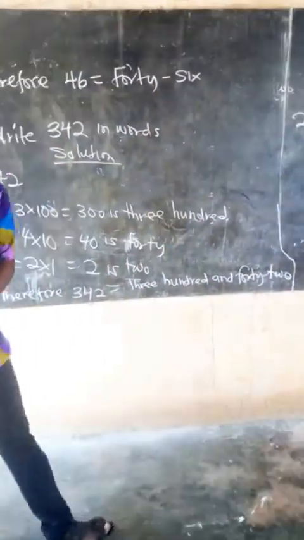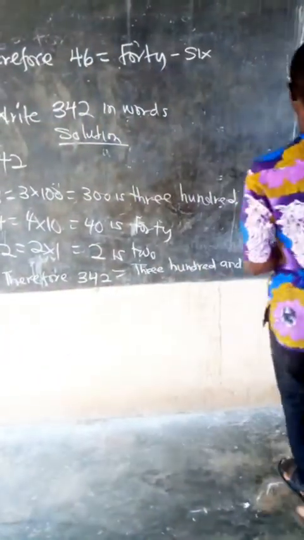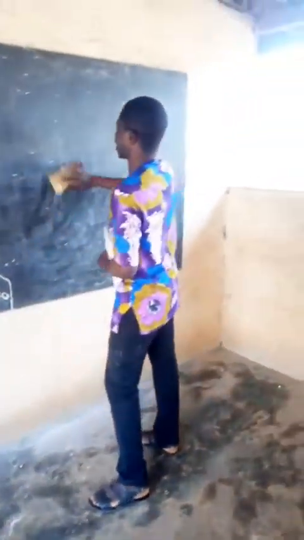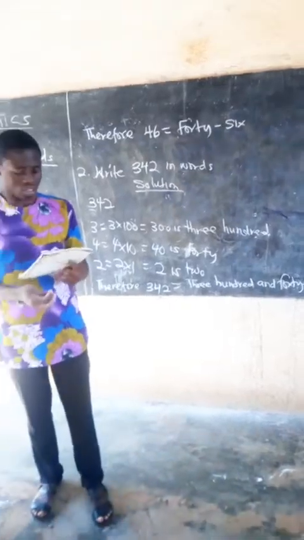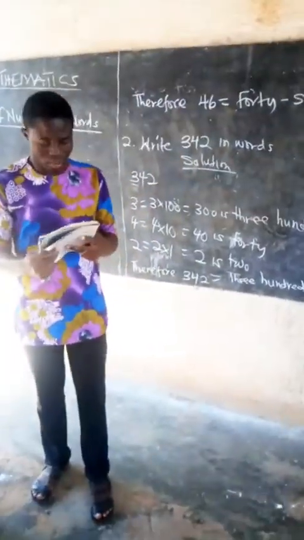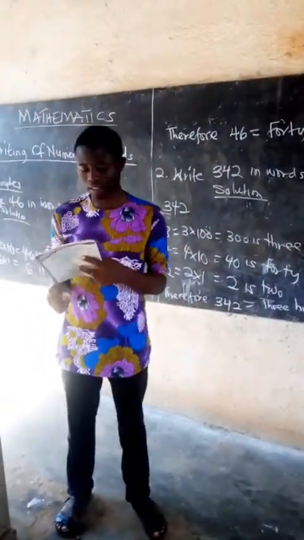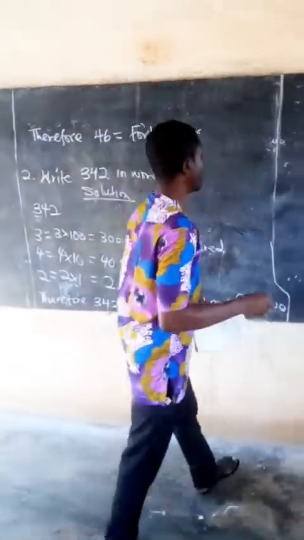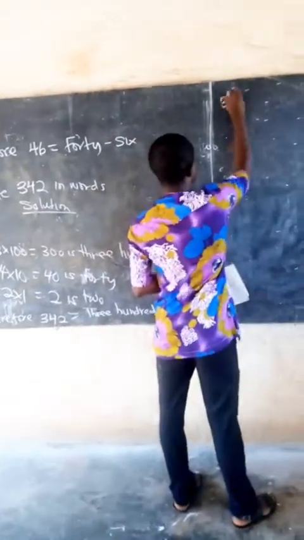So we are moving to our last but two questions, so that we will bring this topic to an end. Then we'll move to another topic. We are writing 246,517 in words. Example 3.